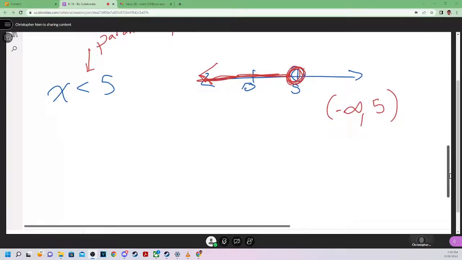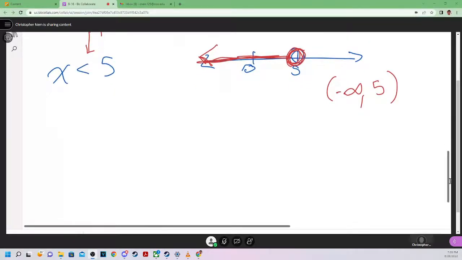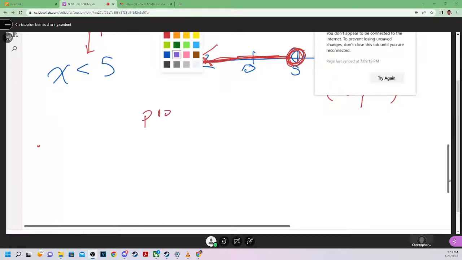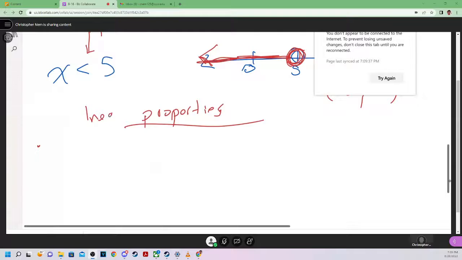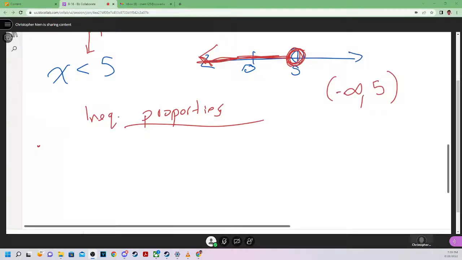Now there's a few properties I do want you to note. Some of these properties you can figure out on your own. However, I think they're very important. So the first property we're going to talk about, inequalities properties. So the first property we'll talk about is just some obvious ones.